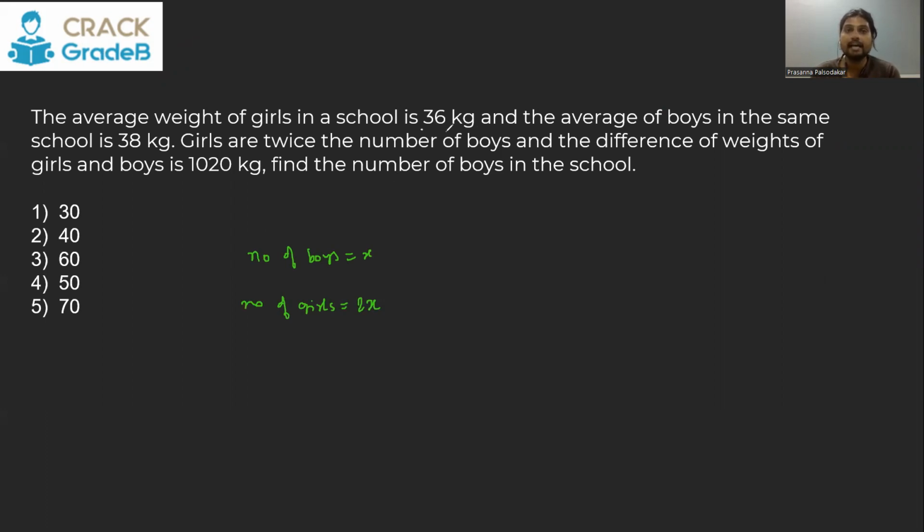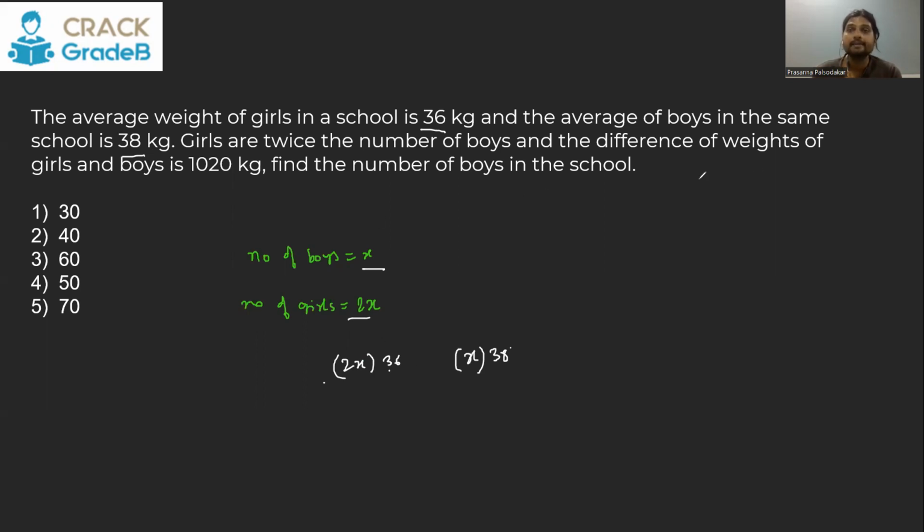So the girls have the average weight as 36. So the total weight of girls is going to be 2x into 36. Number of girls into the average is going to be the sum of the girls. And the sum of the boys is going to be x boys with the average 38. So number of boys into the average is going to be the sum of the boys.